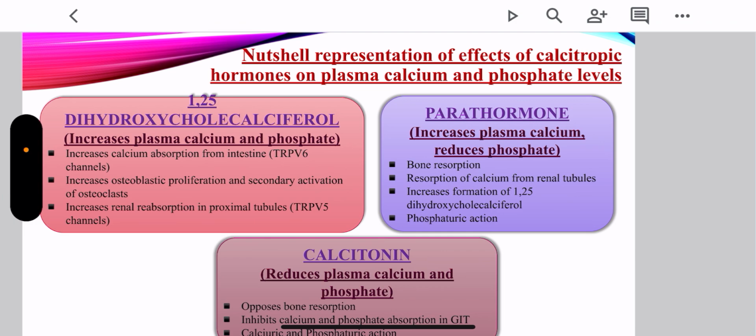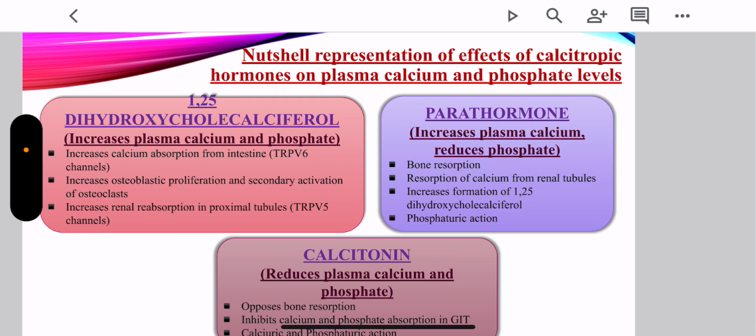So it increases plasma calcium levels and secondary activation of osteoclasts. How will the plasma calcium be increased? If more is taken from the bone. Okay, the process of bone resorption, taking the calcium from the bone and increasing the level inside the blood. Secondly, it increases the renal reabsorption in the proximal tubules with the involvement of TRPV5 channels.